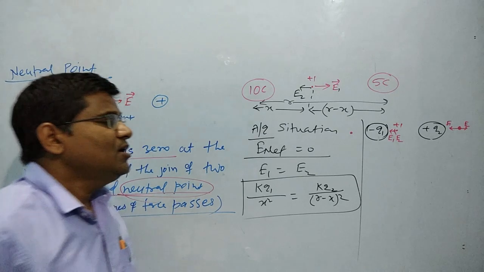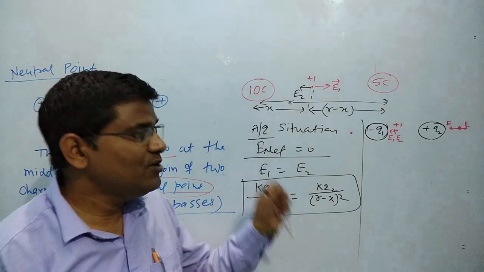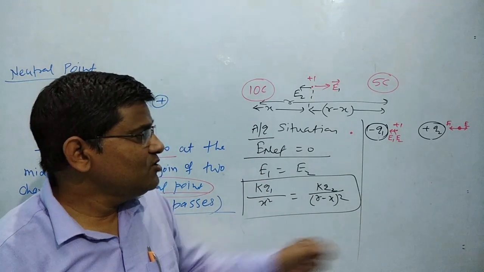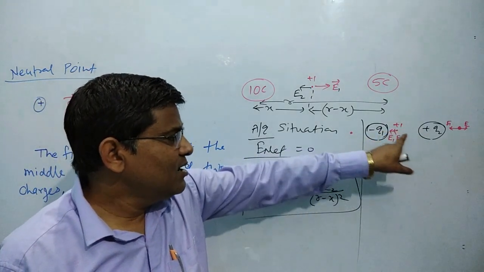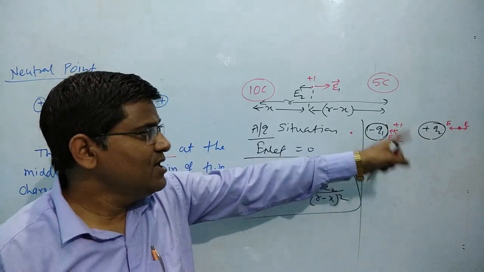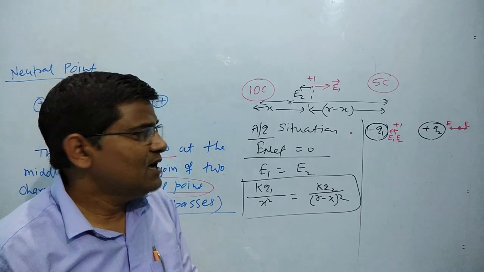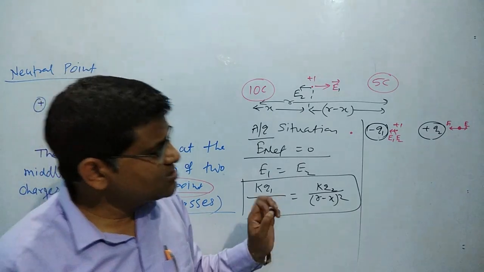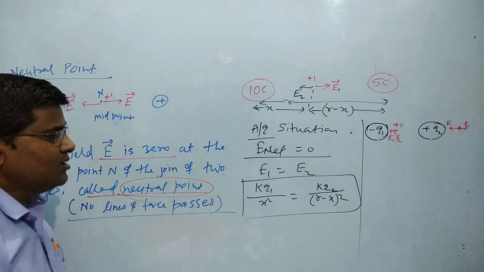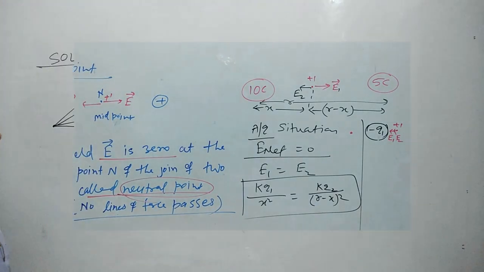Then first of all, if you want to find the neutral point, or electric field 0 at a point, you put a plus charge and think whether the two electric fields are in the same direction or in opposite directions. If in opposite directions, then a neutral point may exist, otherwise it does not. There are so many questions solved by this concept only, and this is called the neutral point.